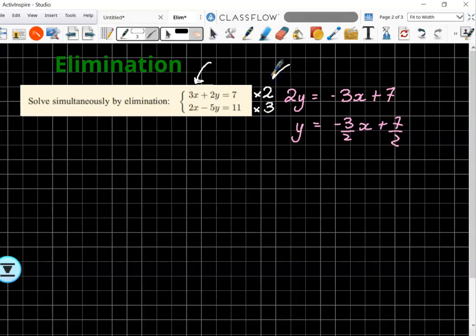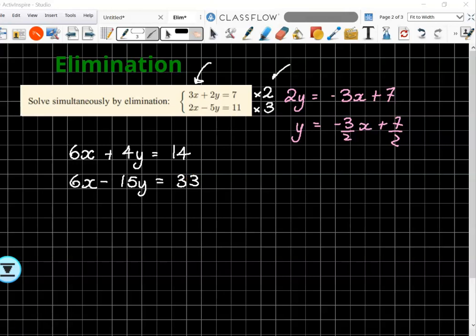So you know what you're doing and the reader knows what they're doing. Yes? All right, so you're writing this down and then we're going to times everything by 2. So this becomes 6x plus 4y equals 14. Then we're going to times this by 3, so that becomes 6x take 15y equals 33. Notice everything is nice and neat, straight underneath each other. Your neatness here will help you.